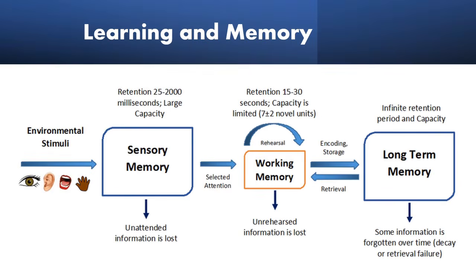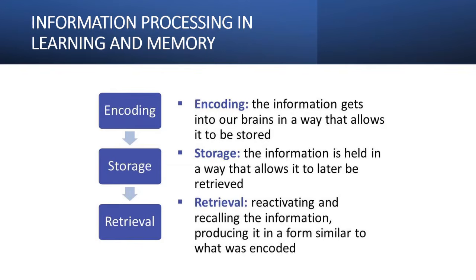Now, learning and memory. In learning and memory, sensory memory, then short-term memory and long-term memory come into existence. So with this diagram, it is easily understandable what all are these 3 memories, and you can just explain them in detail. Information processing in learning and memory, we have 3 stages: encoding, storage and retrieval, and you can explain these 3 in detail for the 6-mark question.